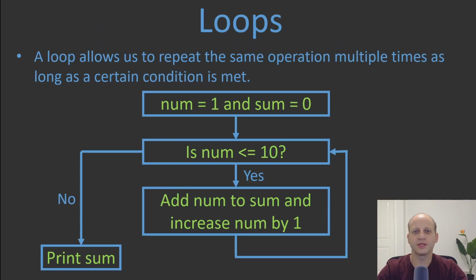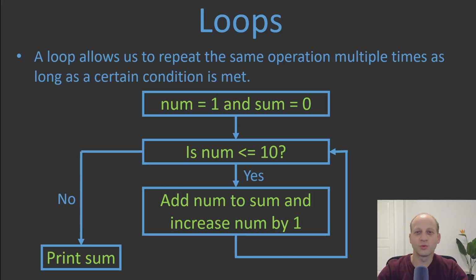The solution is to use a loop. A loop allows us to repeat the same operation multiple times as long as a certain condition is met. For example, consider that we want to calculate the sum of all numbers from 1 to 10. Of course, there is a simple formula to do this, but let's try to do it using a loop.